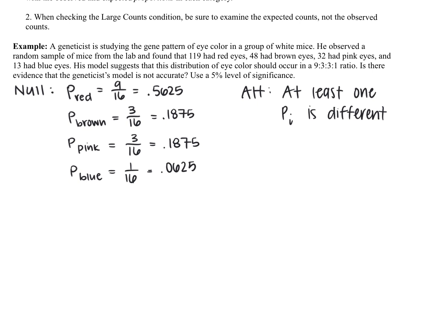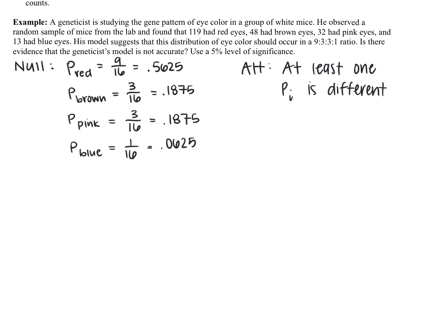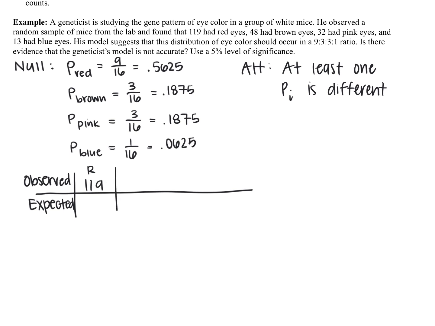Now we need to go ahead and do our expected and our observed. So I'm going to go ahead and create a table just because it's easier to look at. So we have our observed and our expected. So our observed come directly from what's stated. So we have red is 119, brown is 48, pink is 32, and then we have blue, which is 13.